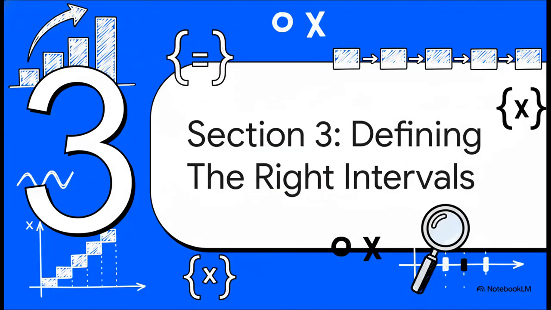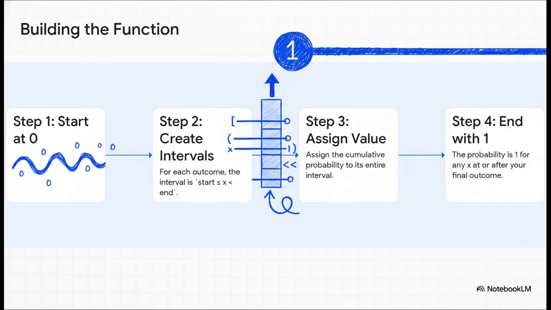Okay, so we've got our cumulative numbers. Now comes the part that can feel a little tricky at first, turning these numbers into an actual mathematical function. But don't worry, it's all about defining the right ranges, or intervals, and we're just going to break it down into a really clear logical process. Following these 4 steps is seriously the key to not getting lost.